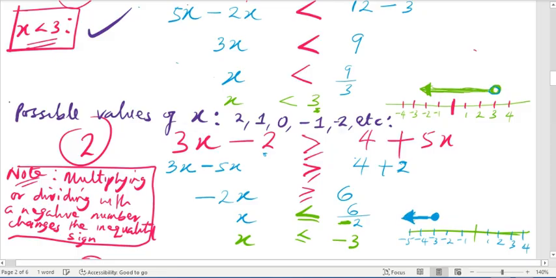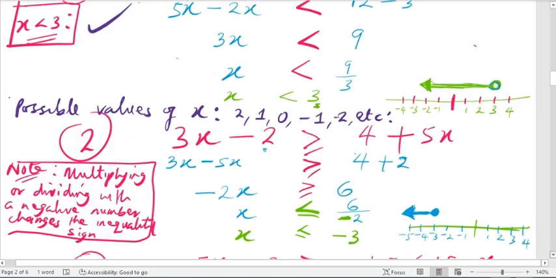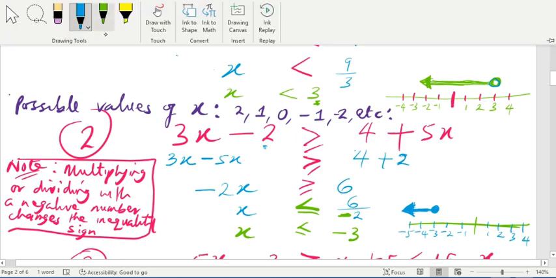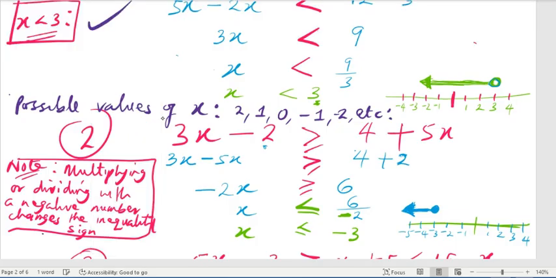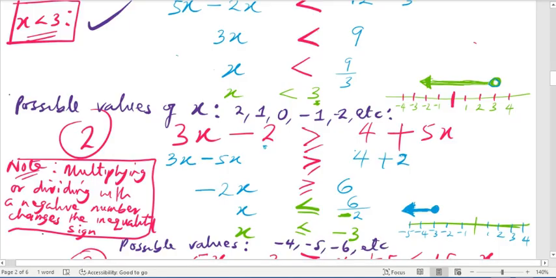Are we good on this? Let's all give our responses so that we can be sure we are making progress. Can you give me possible values? Minus 4. Possible values are anything less than minus 3: minus 4, minus 5, minus 6, etc. Sometimes you may be asked to state some possible values.